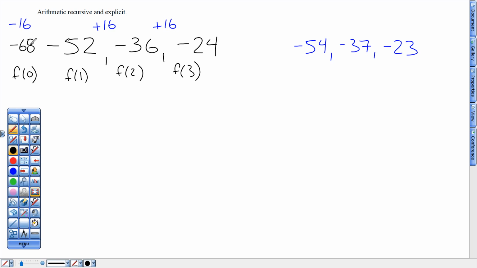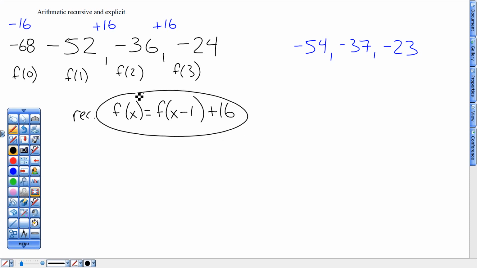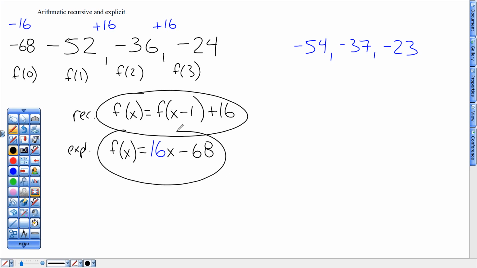Now for recursive, all I need is that d number. For explicit, I need to write the equation with that 16 in front of x. It's not a power. 16 times the whole number x minus that 68. I'm going to have you do the same for that one in blue. Next word is sun. Sun. All right, one more.